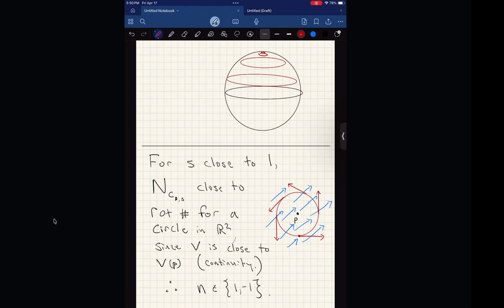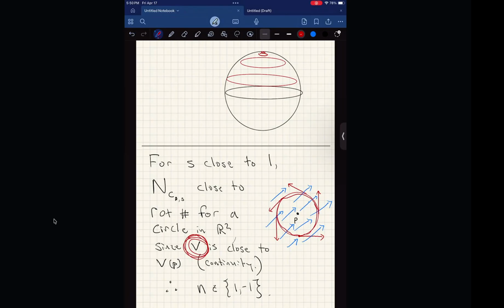I'm seeing a picture that is looking closer and closer to a picture where I have a circle traversed in counterclockwise fashion or clockwise, depending on the orientation, in R2 and a nearly constant vector field V. And this is, of course, using the continuity of the vector field V. So V is always in blue, red is always my curves and their tangents.